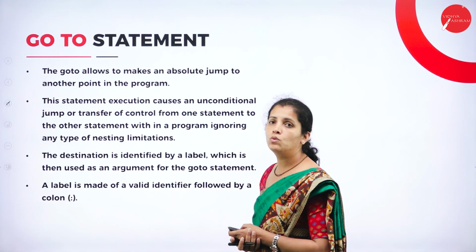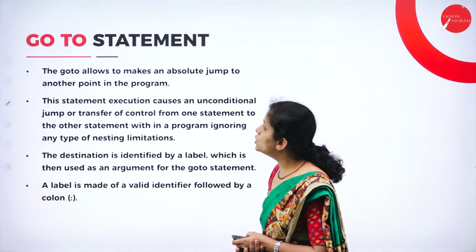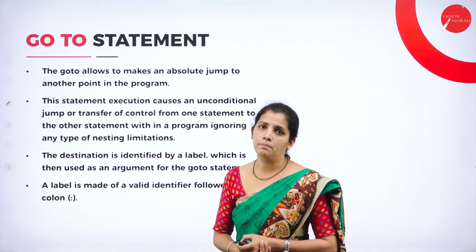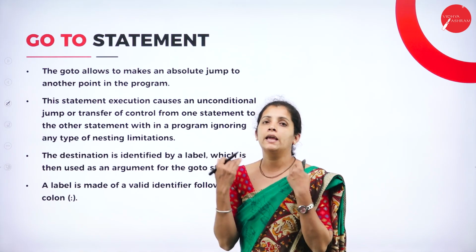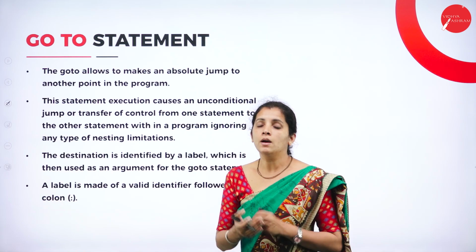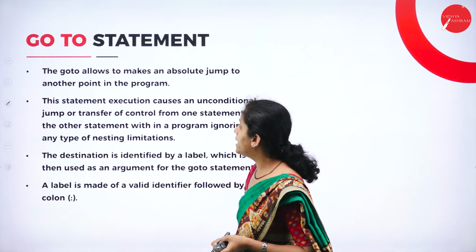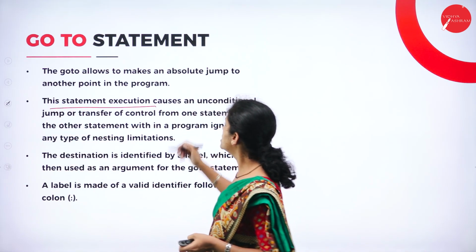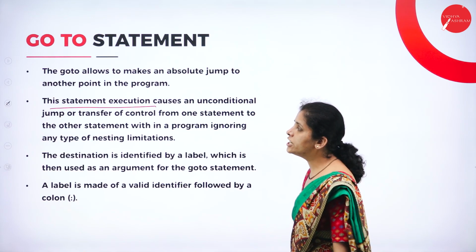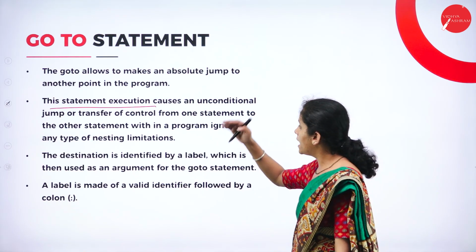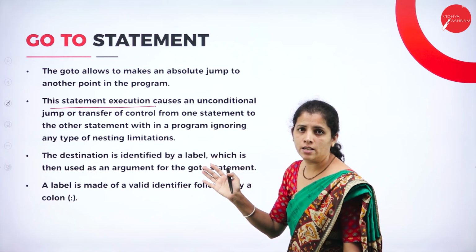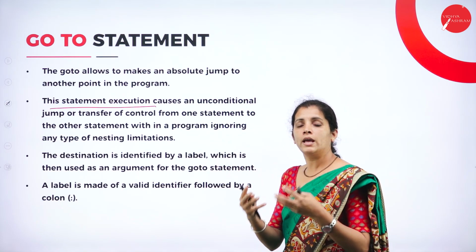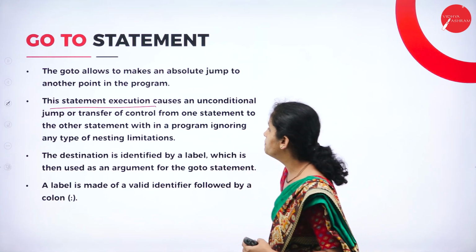Now I'm going to have the goto statement. So goto allows us to make an absolute jump. That means wherever I want, I can jump from one block to another block by using the goto statement. So this statement's execution causes an unconditional jump. Here I can jump unconditionally. I don't have any condition about from where to where I want to jump. Wherever I want to jump, I can jump.